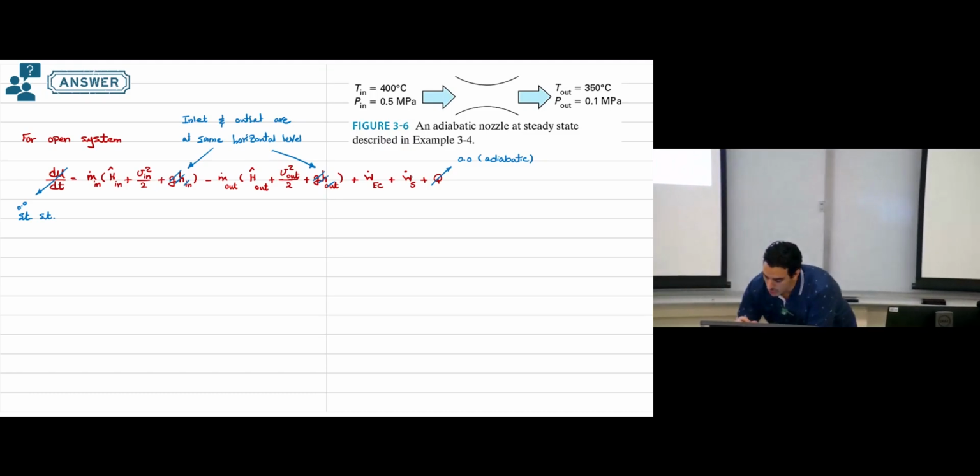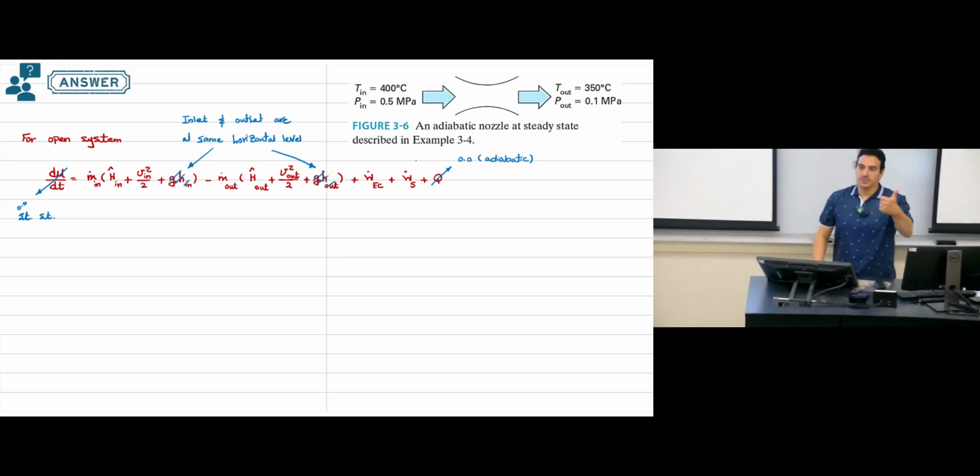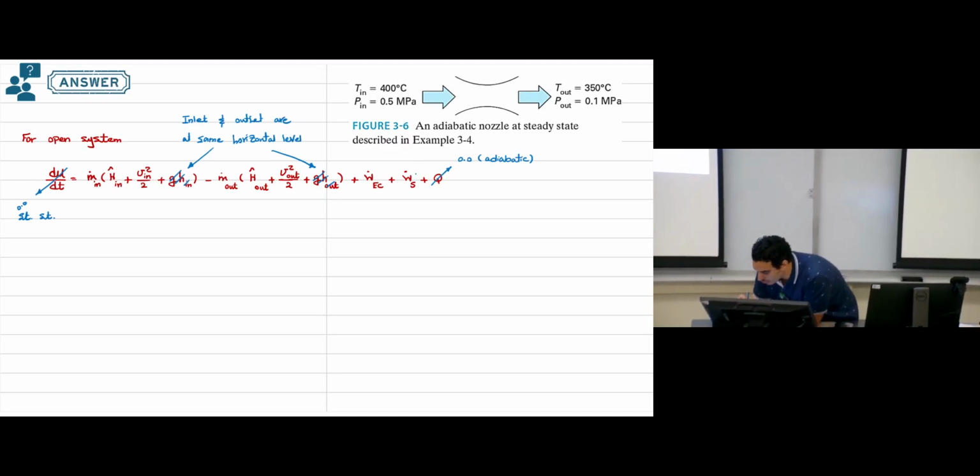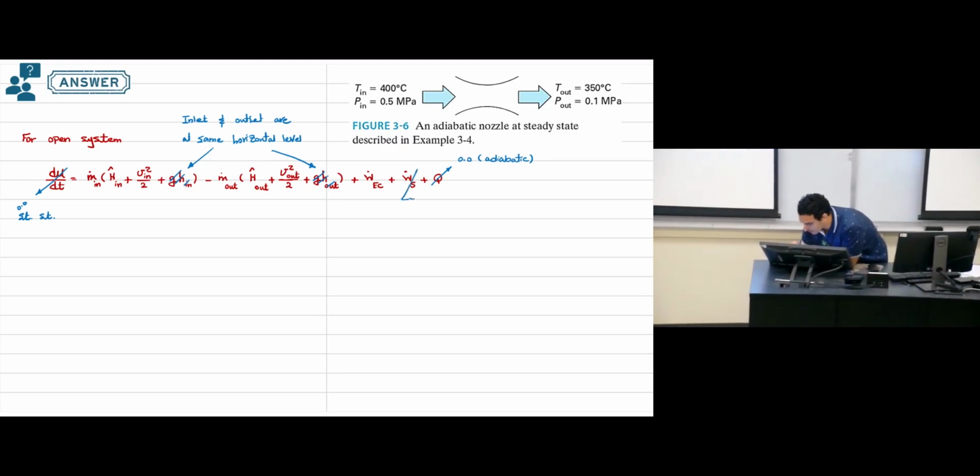Okay. Here, can you see any pump, any fan, any compressor, any turbine? No. So the shaft work, this one will be 0 because there is no rotary equipment.